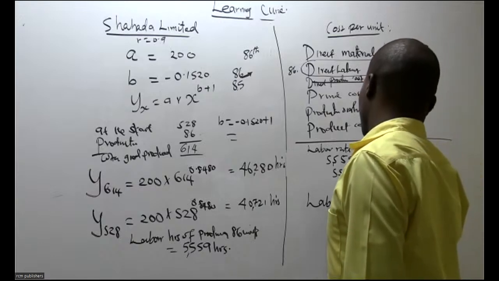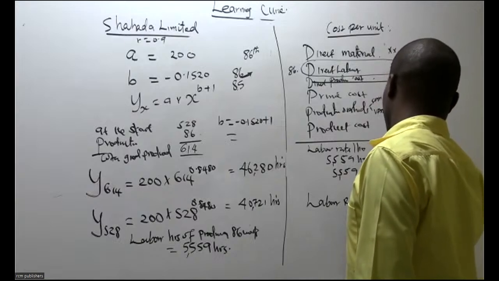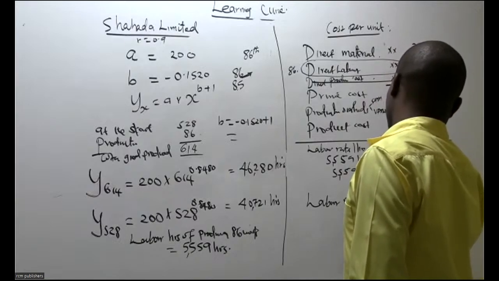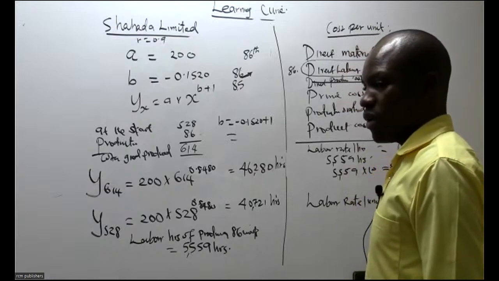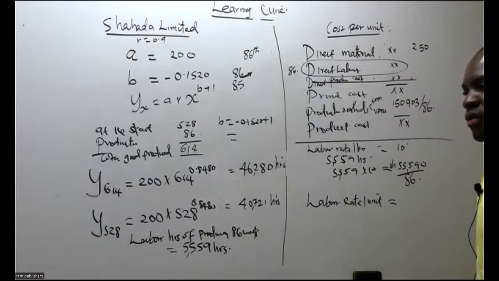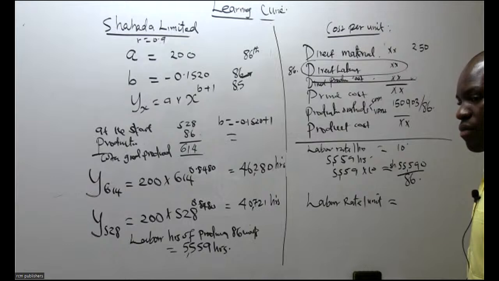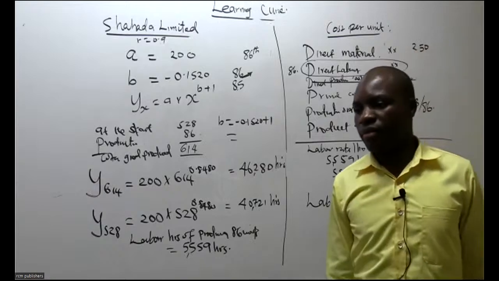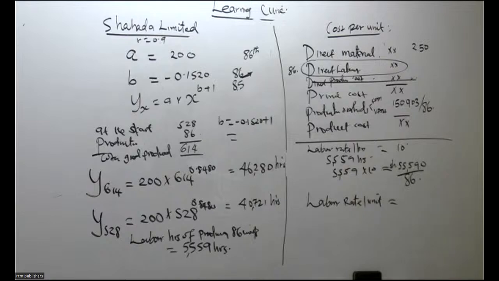This one was the labor rate per hour. So what is the labor rate per unit? Tell me something: if you divide the two, what will you have?